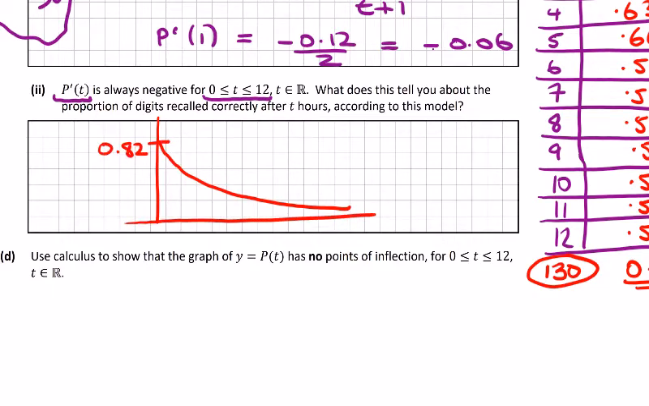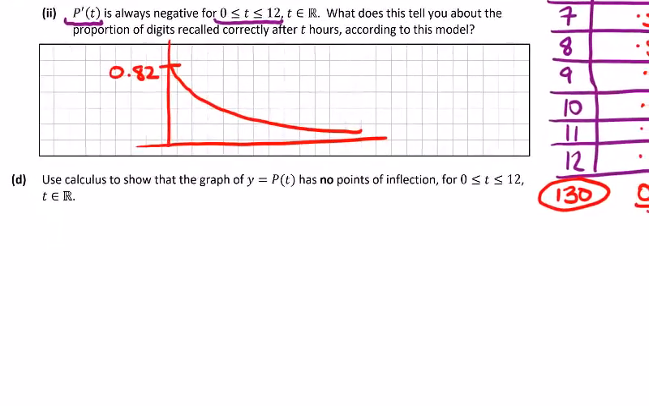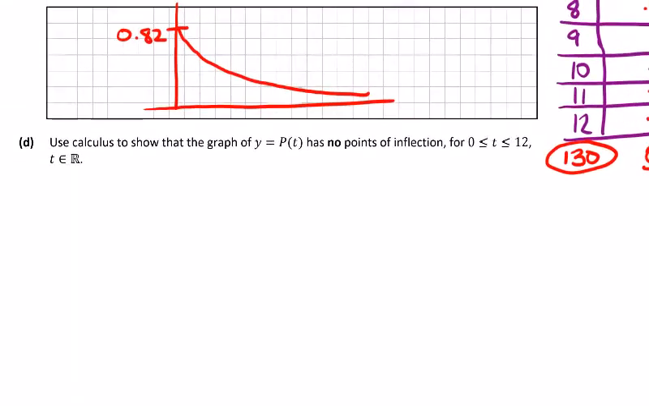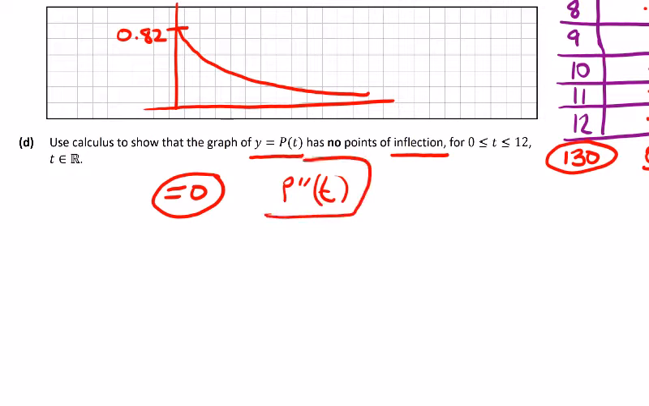And show it decreasing over time. And then in part D, use calculus to show y is equal to P(t) has no points of inflection. For points of inflection, we'd have to show that P''(t), or P double differentiated t, whatever way you like to say it, is equal to 0.